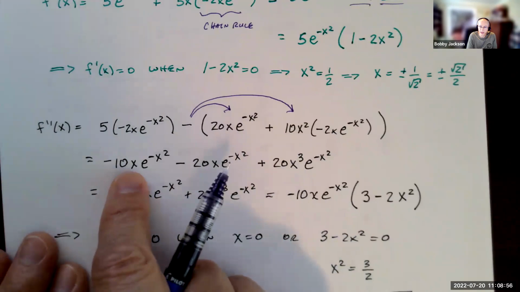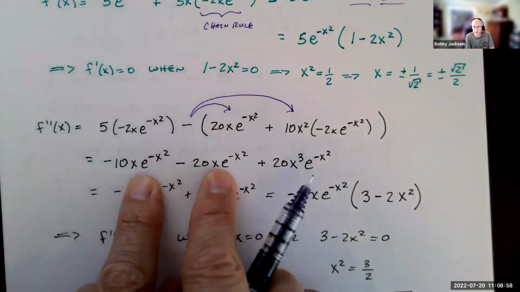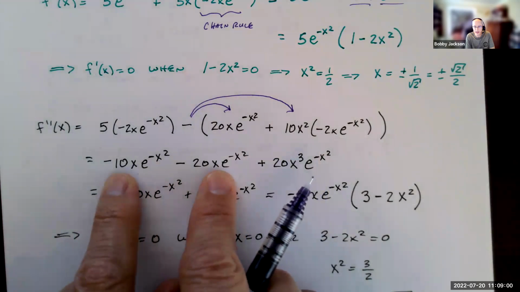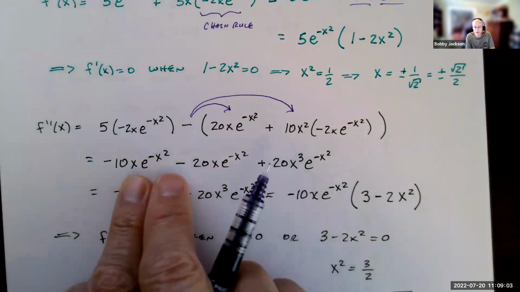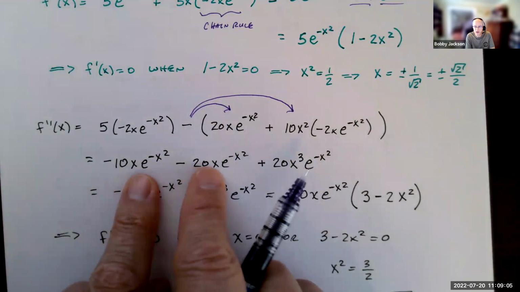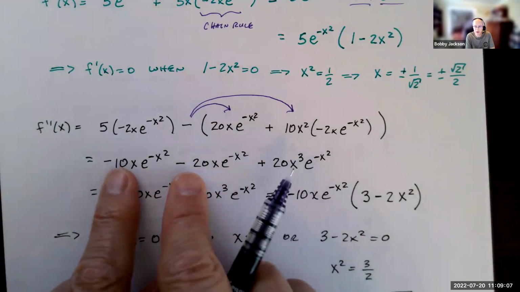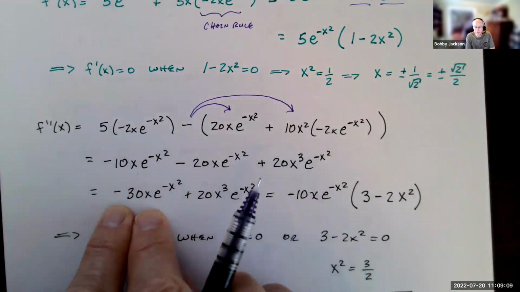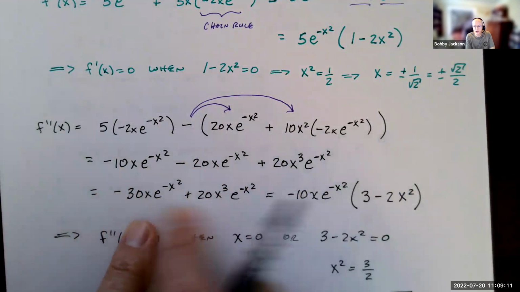Combine, if I can, and I can, these two are like terms, notice. So negative 10x e to the negative x squared minus 20, same expression. So negative 10 minus 20, negative 30, plus that. Okay, so there's my second derivative.